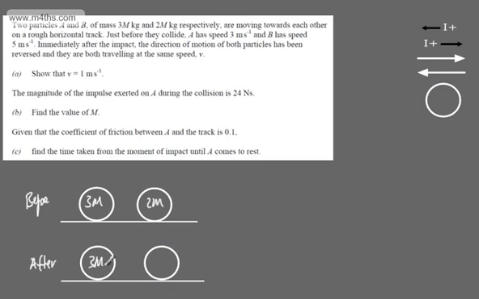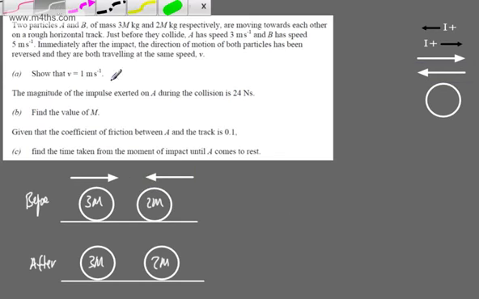So we can write on the masses 3m and 2m. Let's consider the speed of each before, and we can put these on. A has a speed of 3 meters per second and B has a speed of 5 meters per second. These are travelling in opposite directions. So A is moving towards B and B is moving towards A, and we can model this up like so.